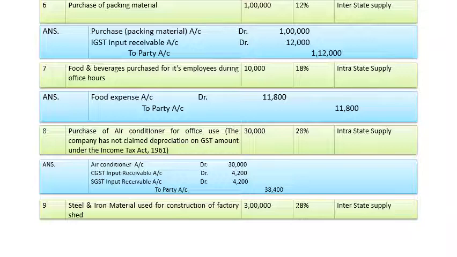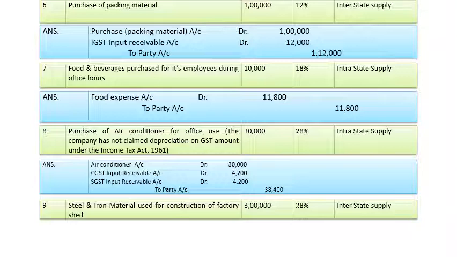So here it is steel and iron material used for construction of a factory site. It is nothing but one type of works contract for construction of immovable property, and whatever expenses are incurred on this type of works contract, credit is not available. So whatever steel and iron material is used for construction of a factory site, that is not allowed.